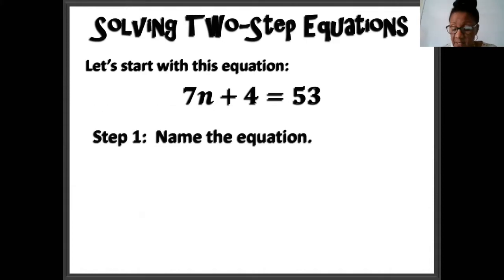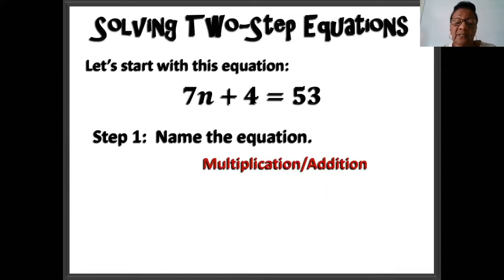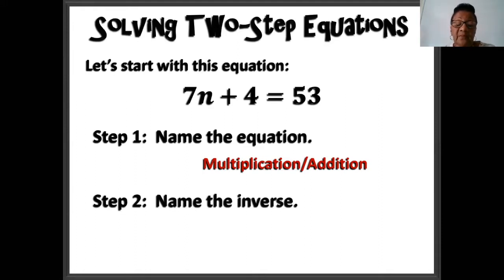Right? We need to name the equation. And this equation is a multiplication addition equation. Step number 2, we need to name the inverse. What is the inverse of multiplication? What is the inverse of addition? The inverse of multiplication is division. The inverse of addition is subtraction.